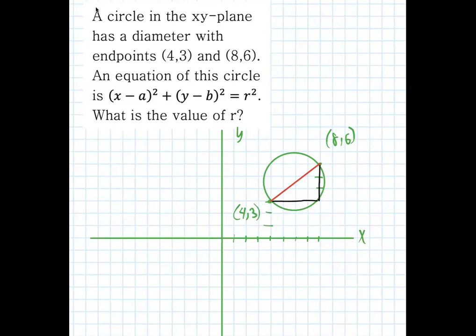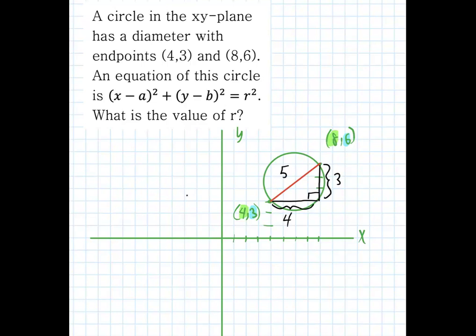And we can figure out the lengths of those because on the height, we're going from a height of 3 to a height of 6. So that's a height of 3. But on the horizontal positioning, we're going from 4 to 8. So from 4 to 8, that's 4 right there. So we know we've got a right triangle with 4 and 3 as the two legs. Now that's just a nice 3, 4, 5 triangle that you should know by heart.